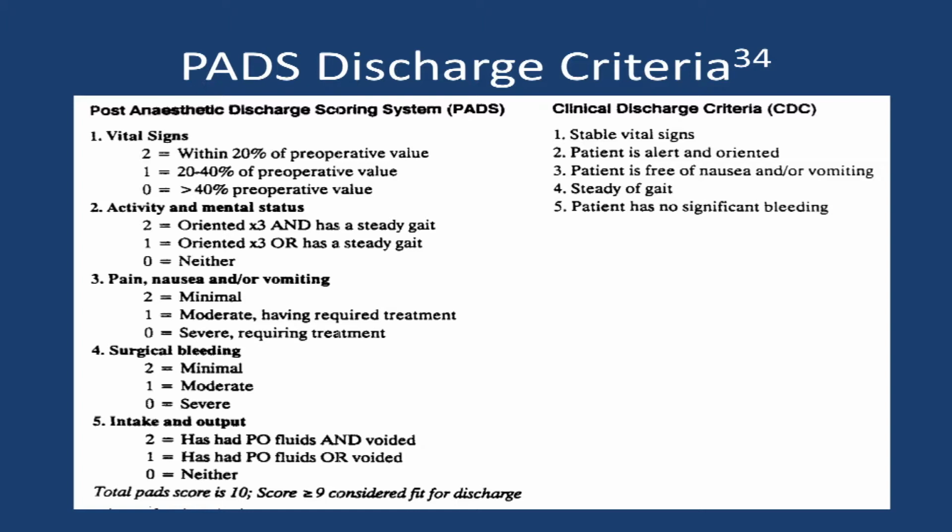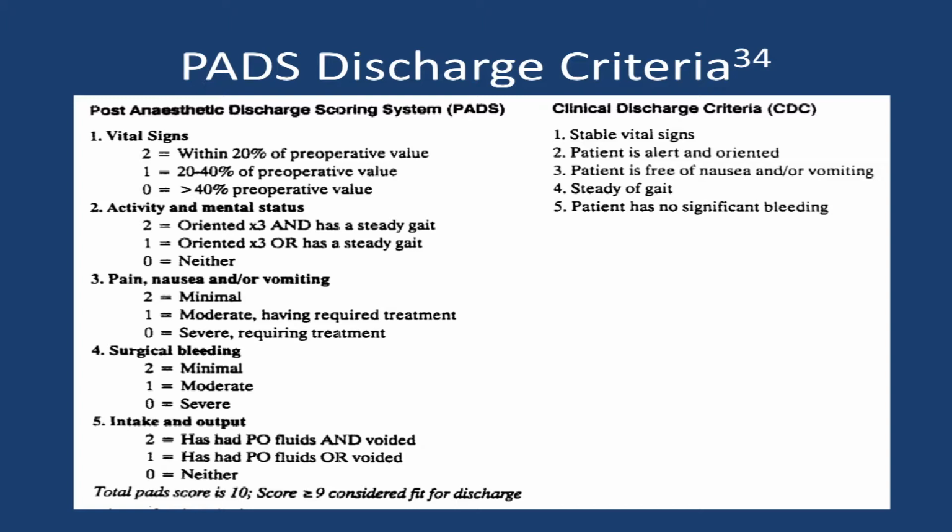Surgical bleeding: if it's minimal, you get a 2. If it's moderate, there's still bleeding going on, your patient is stimulated or their tongue is going up to the area of surgery, and there's still bleeding, they get a 1. And if it's severe bleeding, bleeding is welling up into the mouth, they're requiring suction, then they get a 0.